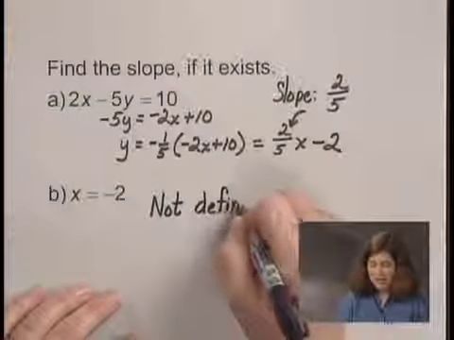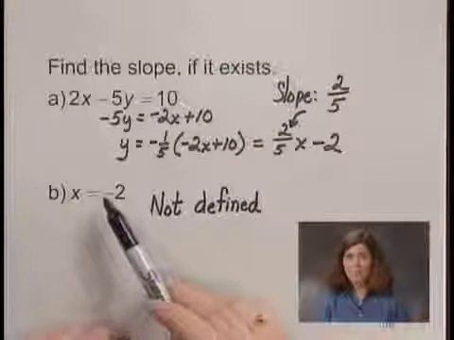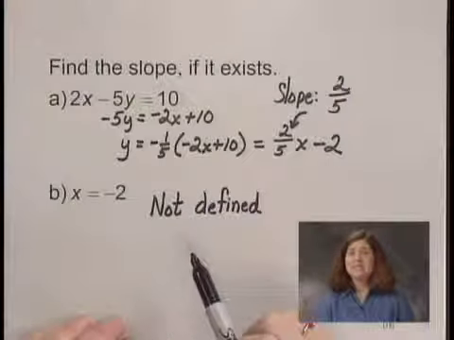And you want to be careful not to write there is no slope or zero slope. That the slope is not 0 here. The slope is not defined.